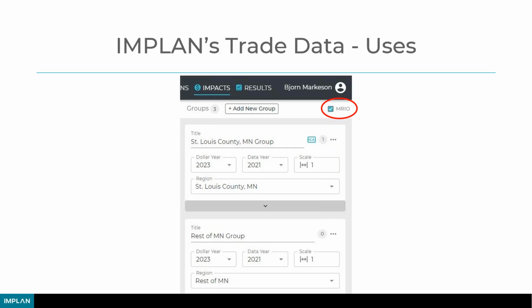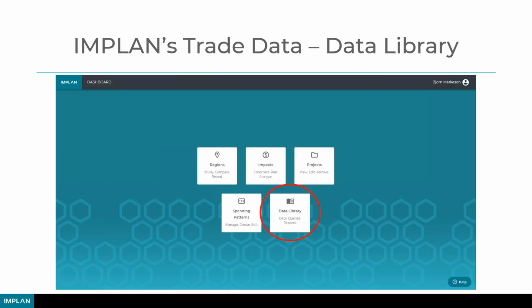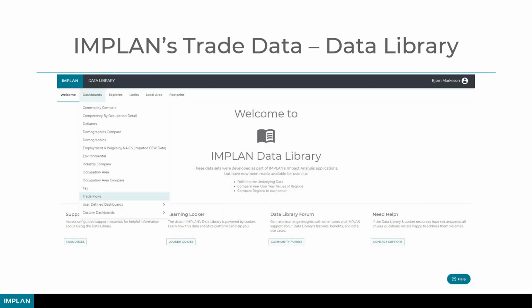The other place that we can find trade data in IMPLAN is in the data library. Data library is included if you've purchased a State Explorer package, a national package, or have an institutional license at your university. Otherwise, it's something that can be added on or purchased independently. But what we're looking at here is a number of sets of tools that allow you to look at the data that helps drive IMPLAN. And one of those is the trade data.